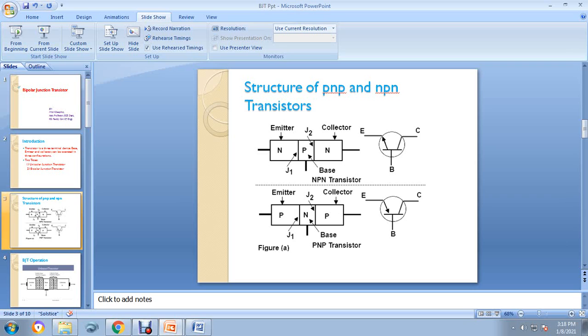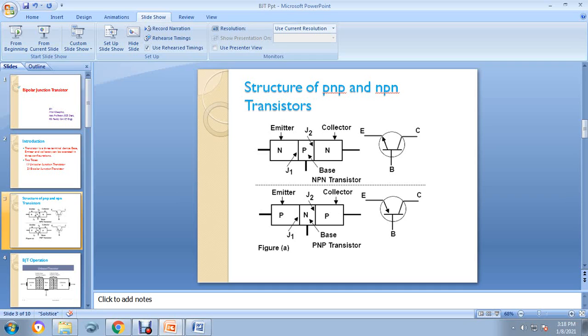Whereas in the PNP transistor, when the N region is sandwiched between two P regions, it is called a PNP transistor. The emitter, base and collector regions remain the same, but here the P region has majority holes, the middle has electrons, and here holes. In the symbol of the PNP transistor, the arrow direction is towards the base. It means the conduction is mostly due to holes, so the arrow mark lies towards the base.